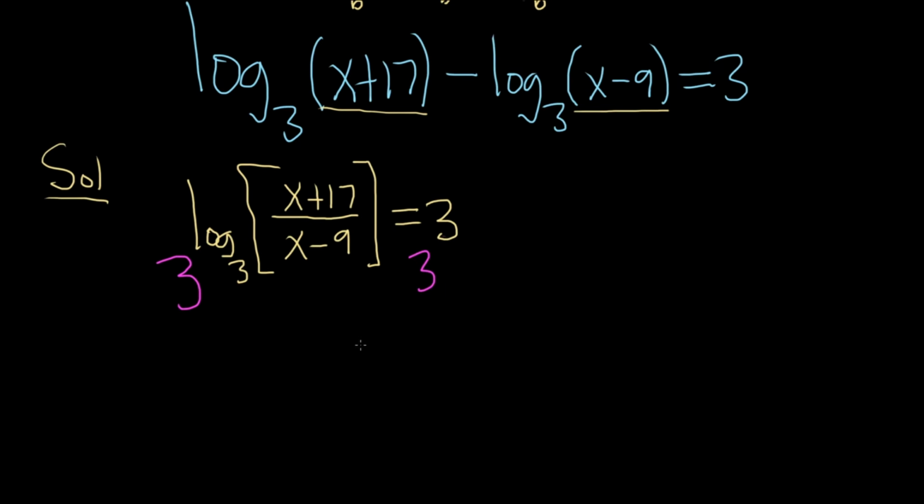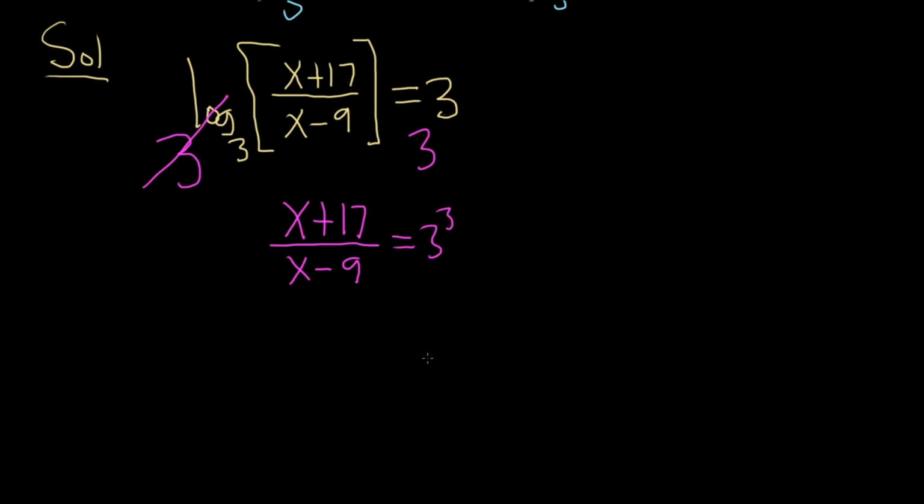And what happens when you do this is that these cancel. So you're just left with x plus 17 over x minus 9, and then 3 to the third power. All right. So again, if there was a 2 here instead of a 3, then you would put 2's on both sides. Just use whatever number is the base and it'll get rid of the log.